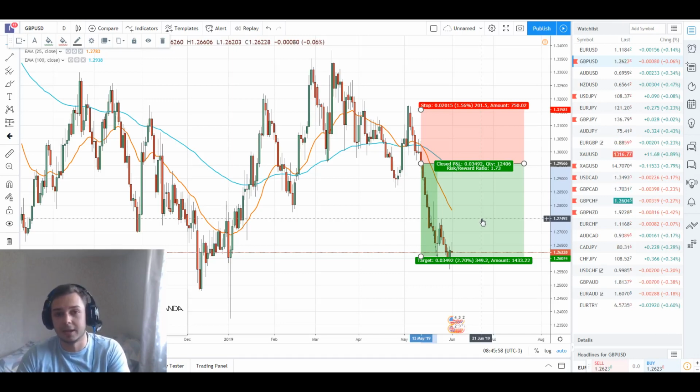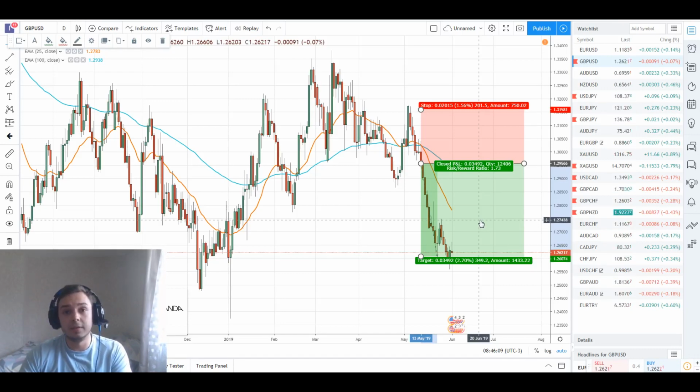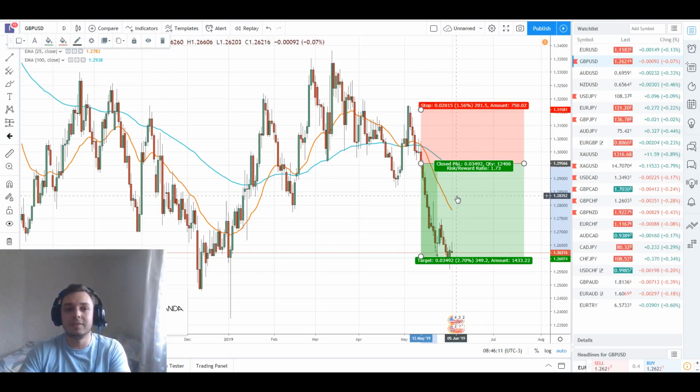So if you entered, I don't know, even a 0.10 lot size trade, you would have made hundreds, probably thousands of dollars or euros, whatever you invest in. So it's insane what you can do with these indicators.